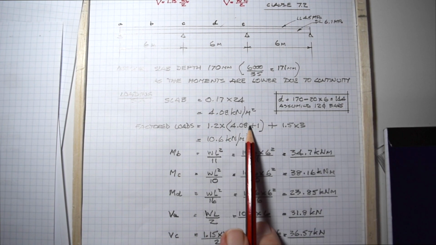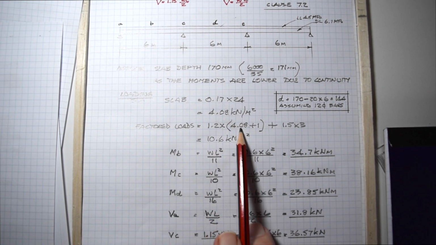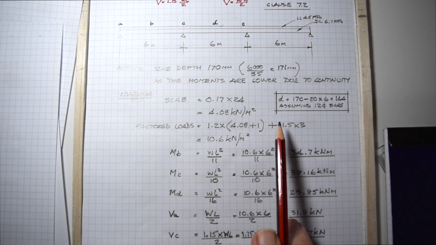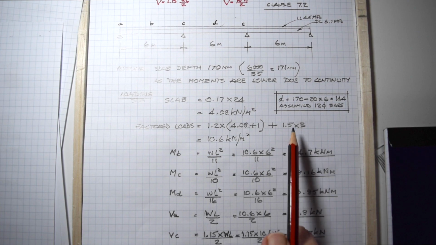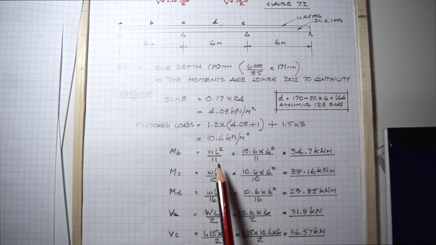These are our factored loads for dead load, 4.08 self-weight of the slab, plus the 1 kilonewton per square meter finishes, plus the live load, 1.5 times 3. Total of 10.6 kilonewtons per square meter.